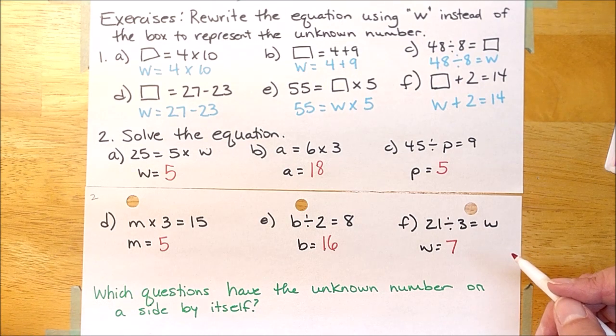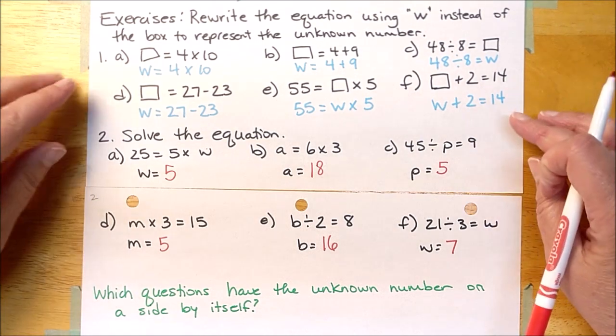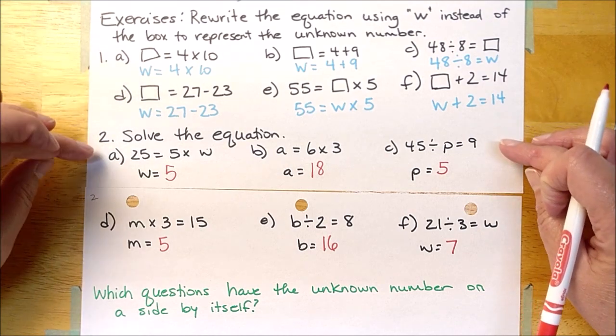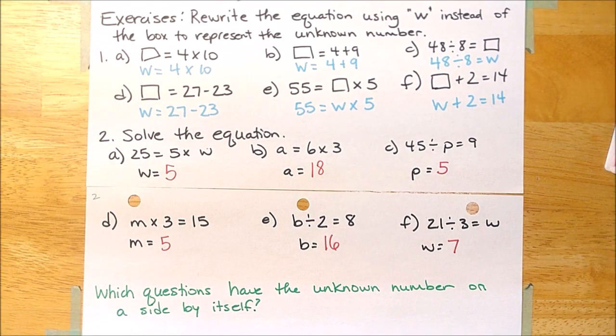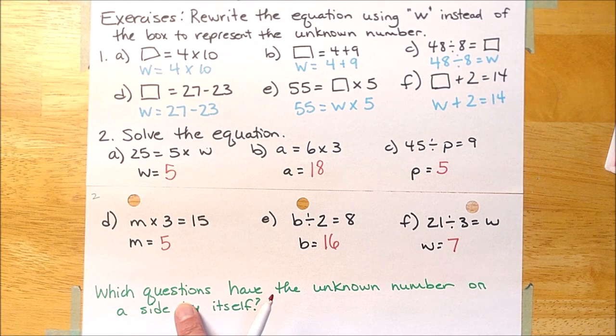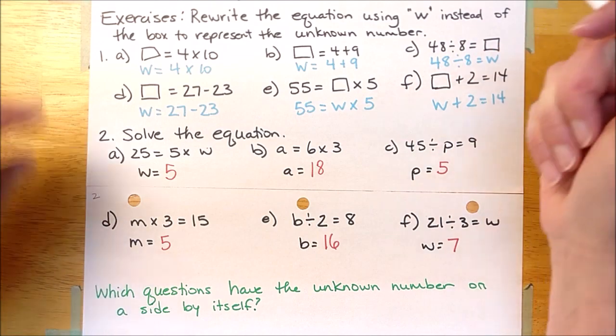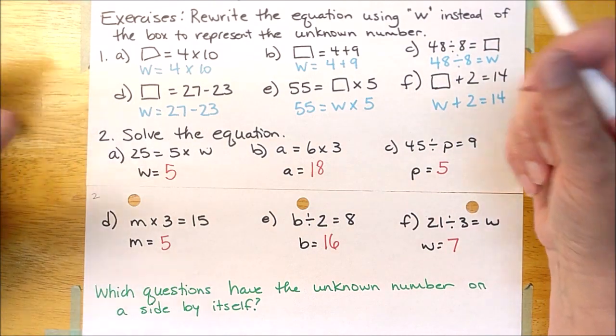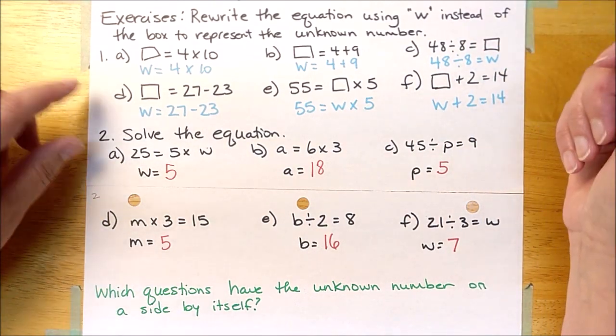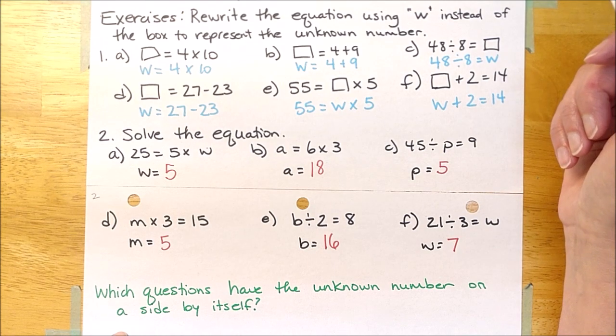So I hope you were able to get those answers as well when you figured it out. So now I want you to look at all these questions in 1 and 2, and this is what we have to ask ourselves. Which questions have the unknown number on a side by itself? So when we look at where that letter is, is it on a side by itself or is it not on a side by itself? So we want to look at the ones that have it on a side by itself.